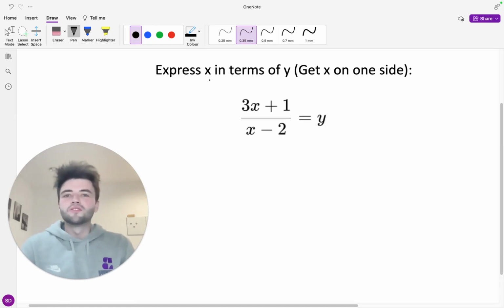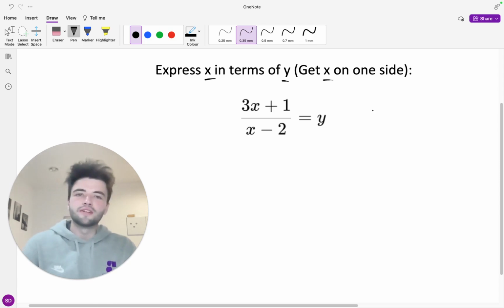So in this question here, our goal is to express x in terms of y, or in other words, to get x on one side of this equation. And this is going to be a little bit different to our usual process of just factorizing and simplifying in the case of algebra, but it's not too bad once you get the hang of it.